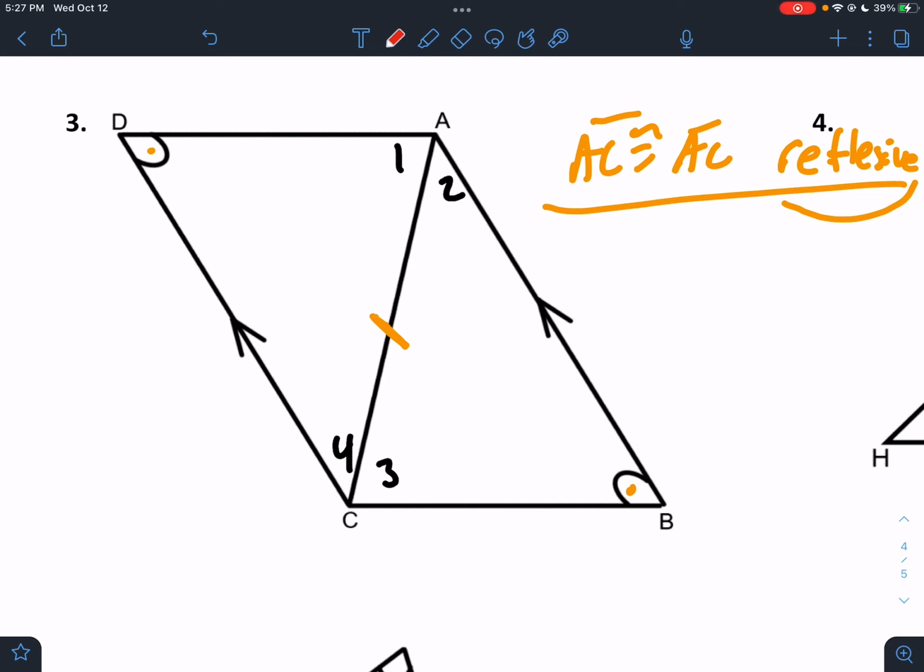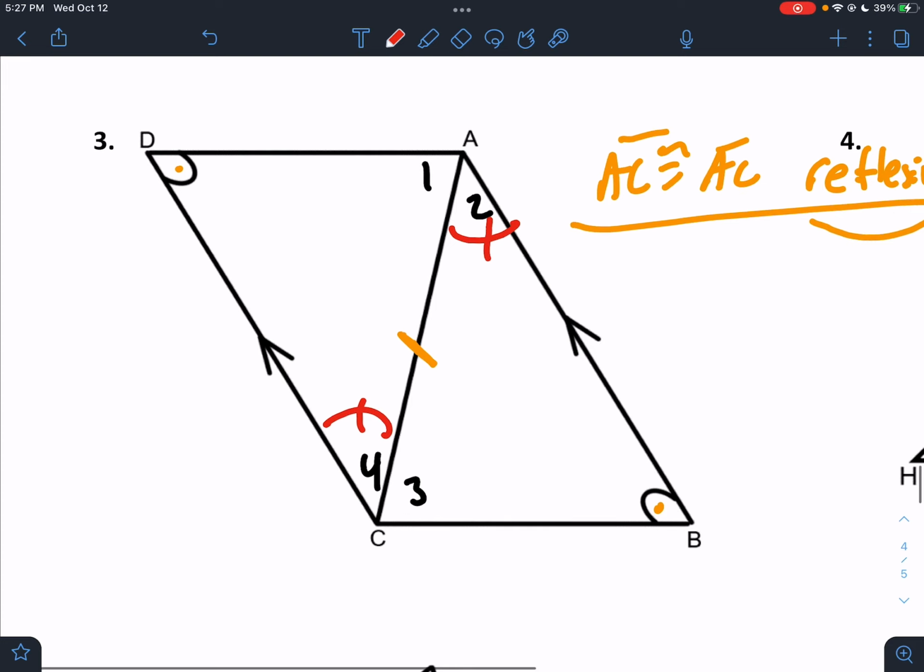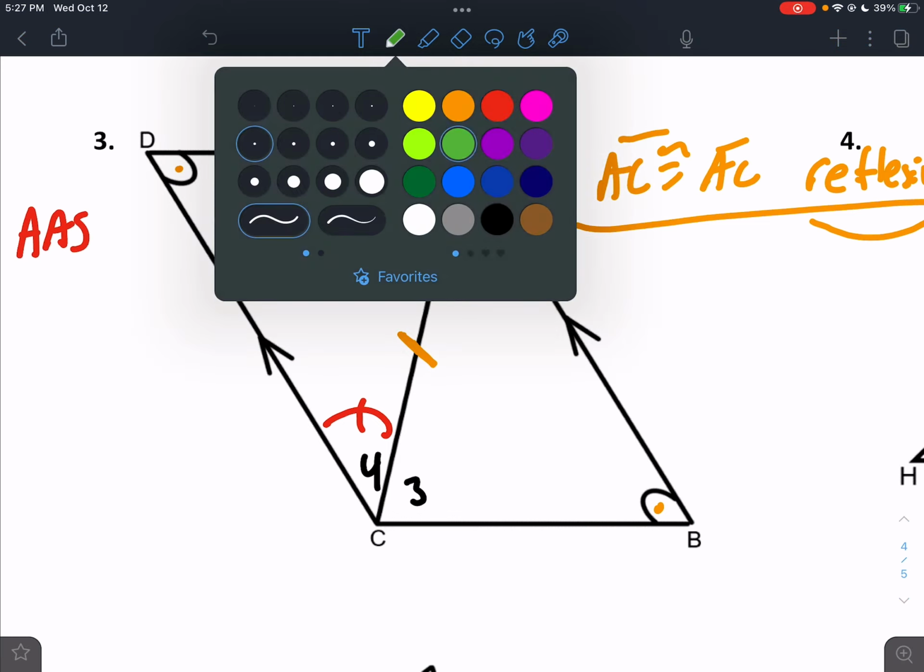So we can't go 1 to 3. Can we go from 4 to 2? Yes. 4 starts on parallel. We turn. 2 ends on parallel. Nice. Those are parallel lines. Those angles are congruent. So what do we have here? I want you to look real hard, but the answer is actually AAS. And I know not everyone was thinking that.